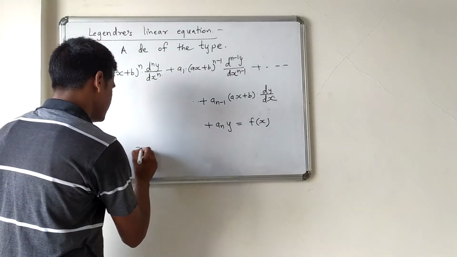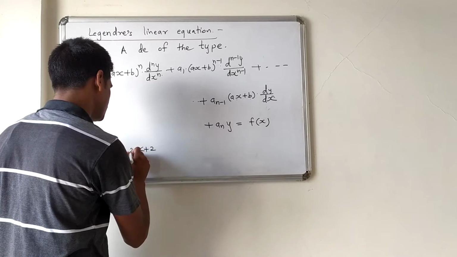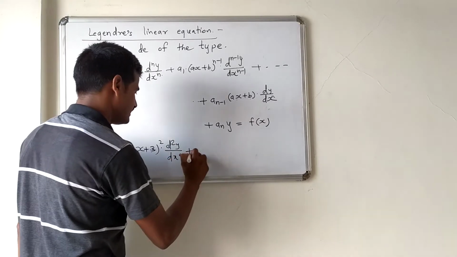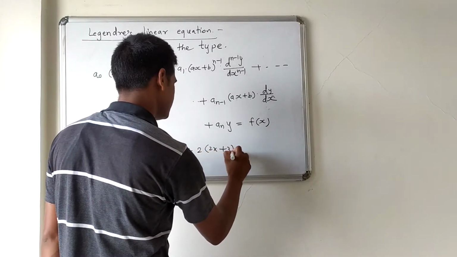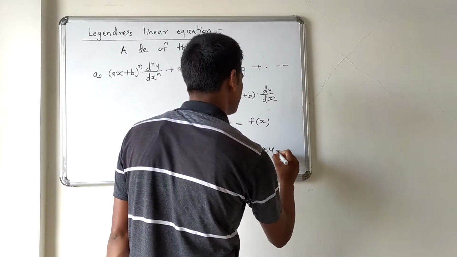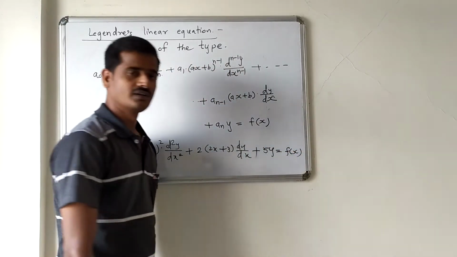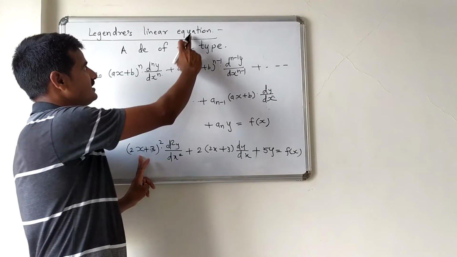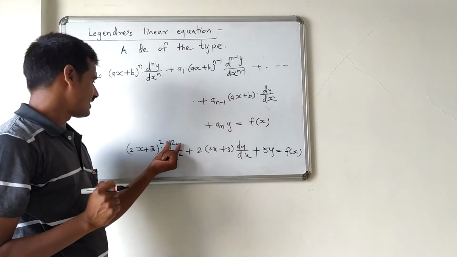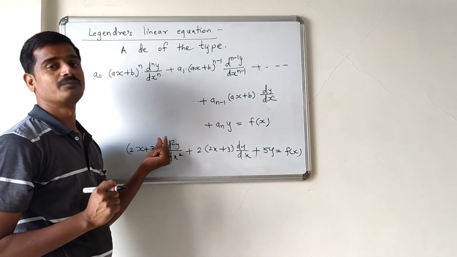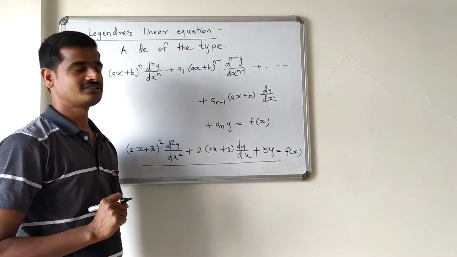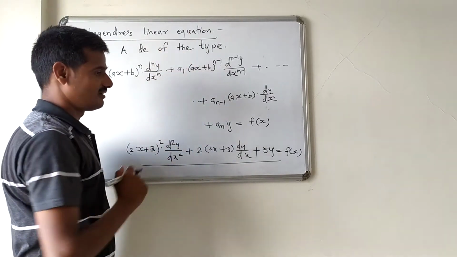If I take a particular example, I will say (2x plus 3) whole square into d square y by dx square plus 2 times (2x plus 3) into dy by dx plus 5y is equal to, let us say, some function of x. So this is Legendre's linear equation, because dy by dx is multiplied by 2x plus 3, and d square y by dx square is multiplied by (2x plus 3) whole square. So this is the procedure to identify whether a differential equation is Legendre's linear equation or not.